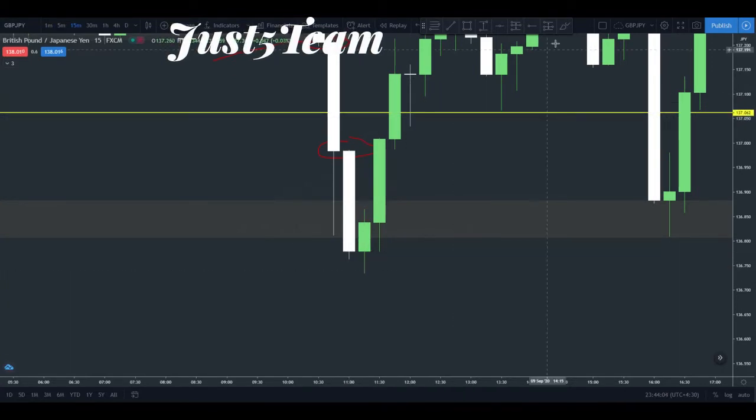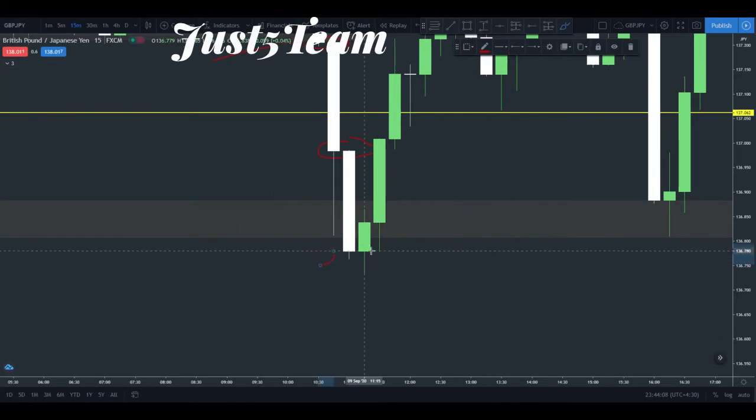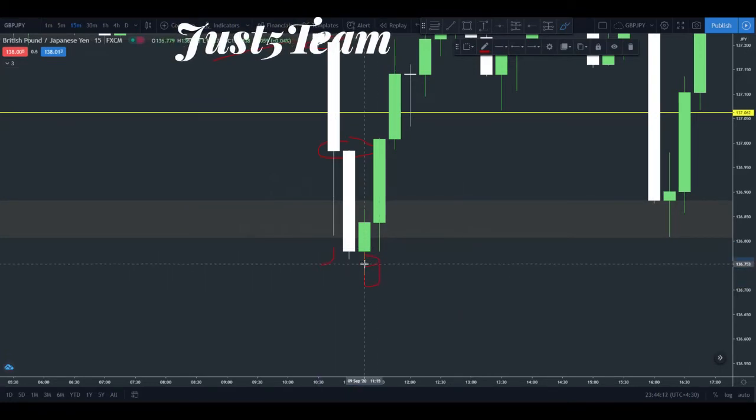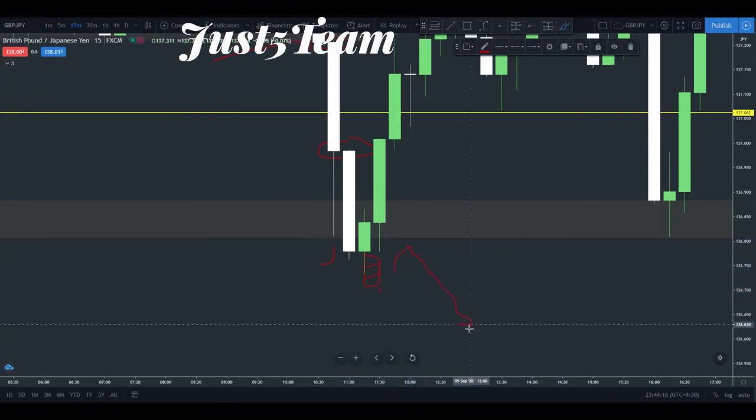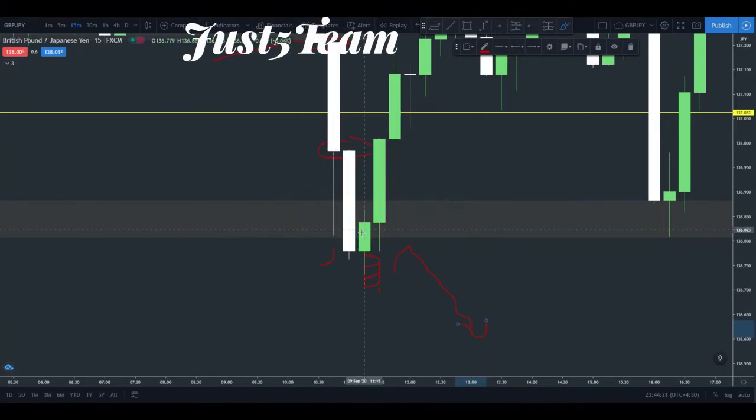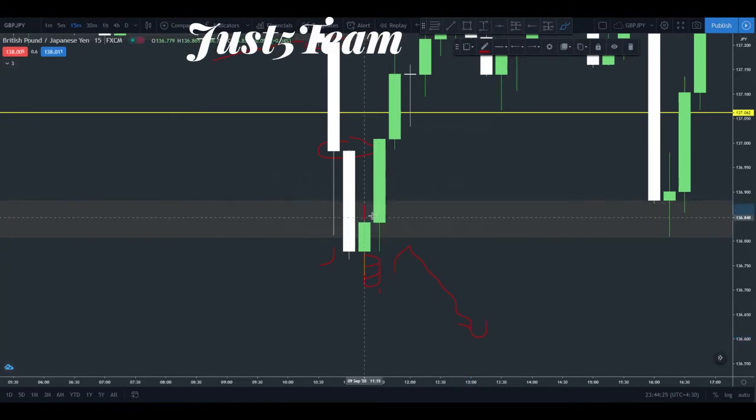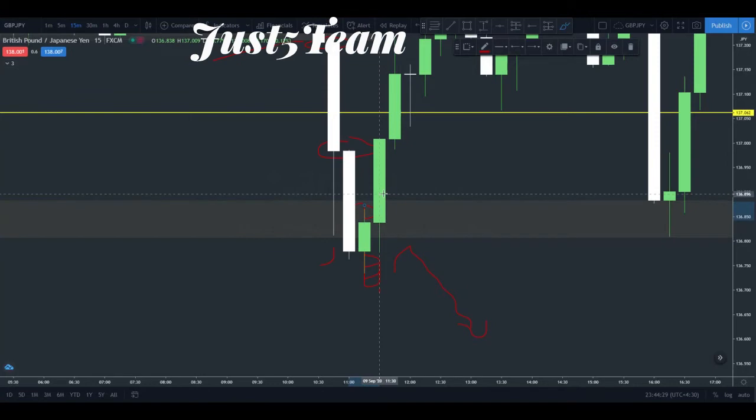So just imagine, if this candle closed around here and the next candle closed bearish in here, yes, it was a sign that we could go for a sell. But now what happened? It just came down and back up, and exactly here, the H1 candle has been closed and a new candle has started.